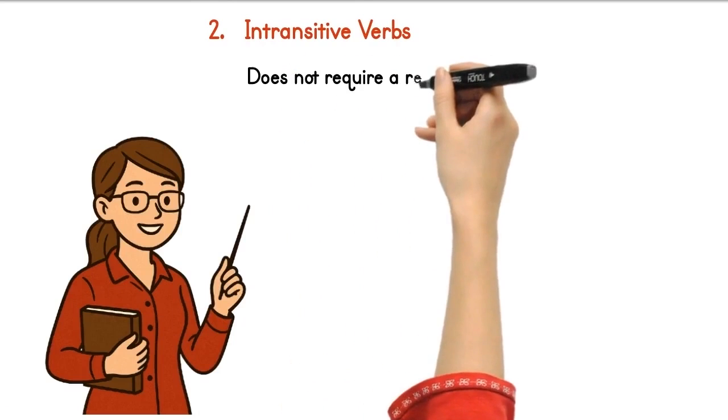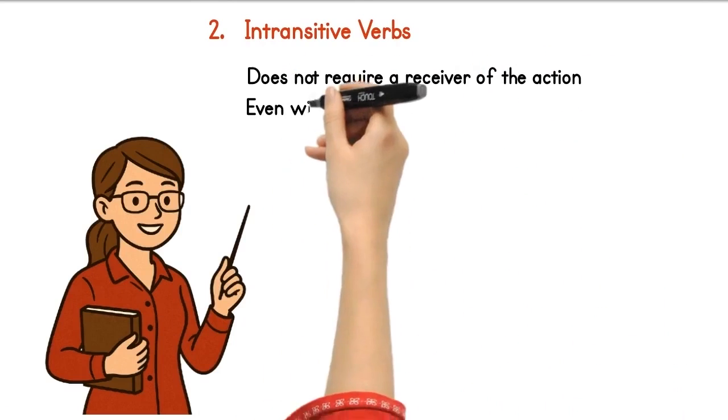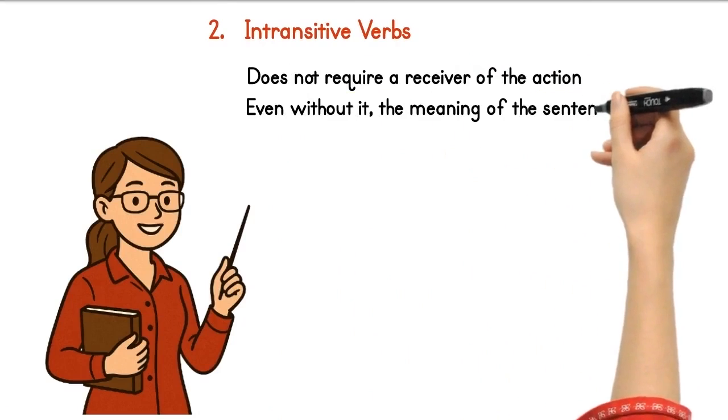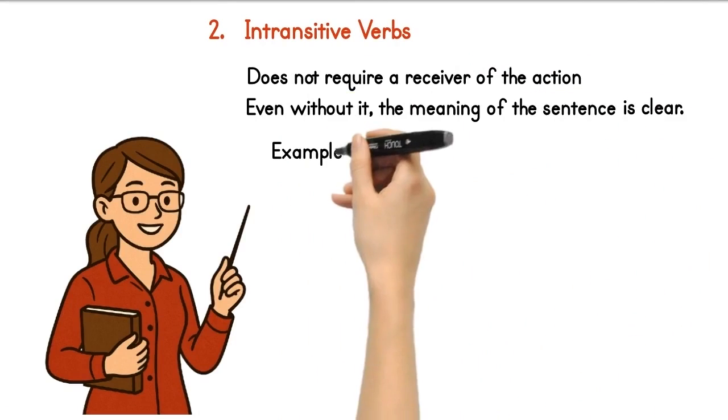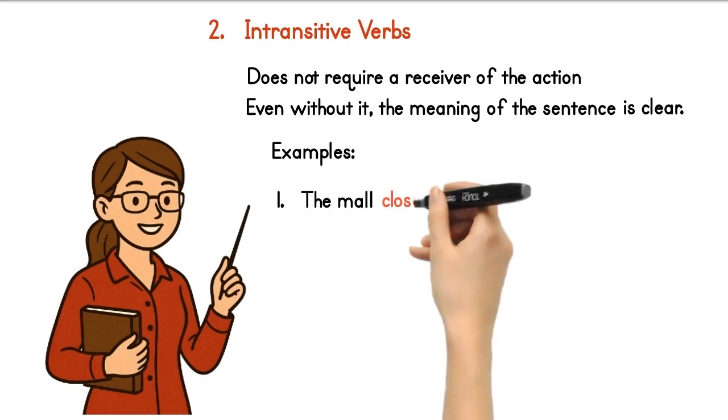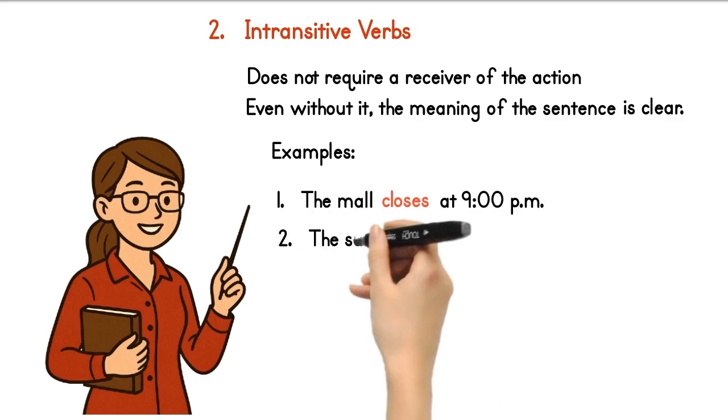An intransitive verb does not require a receiver of the action. Even without it, the meaning of the sentence is clear. For example, the mall closes at 9 p.m. The sun rises in the east.